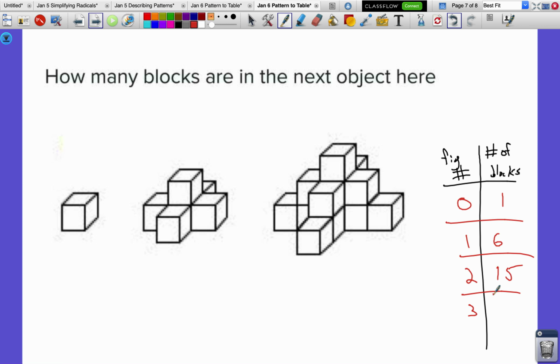And I'll let you try to see if you can figure out what figure 3 would be. Let's see, it went plus 5, plus 9. I think the next one's going to be plus 13. I think it's going to be 28, but you might have to draw it out or try to count it up in your mind's eye. Because the next layer down to this pyramid would be 7 plus 6 more would be 13 more. So yeah, I'm pretty sure about that 28 number.